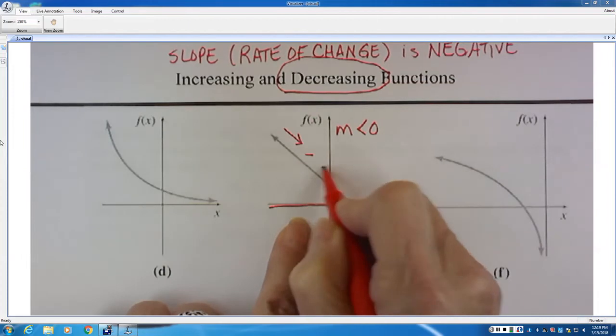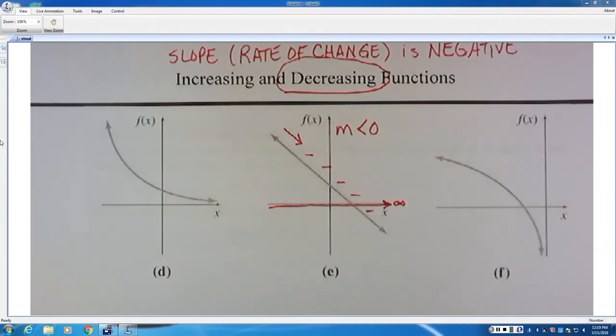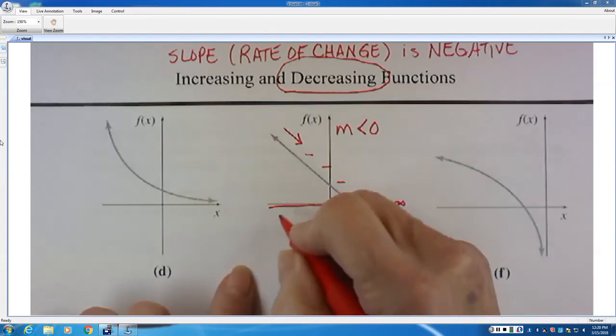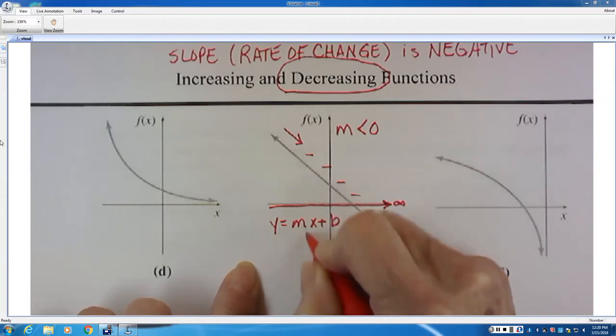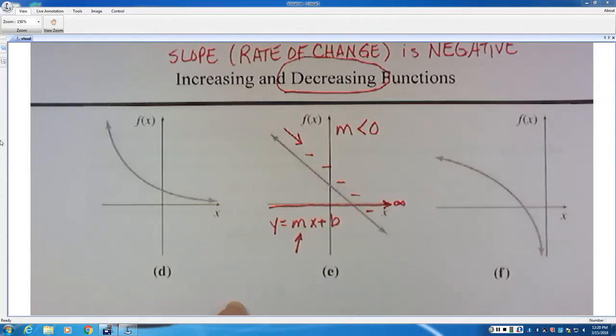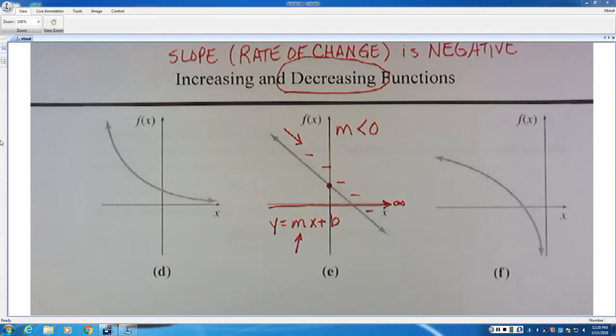So we say it's decreasing, decreasing, decreasing, but it decreases at a constant rate. And the value of that rate is whatever m is for that line. Remember, this is a line where the equation is y equals mx plus b. So there's your slope, your rate of change. And that's telling you that the slope is negative. The value of b is just where it crosses the y-axis.